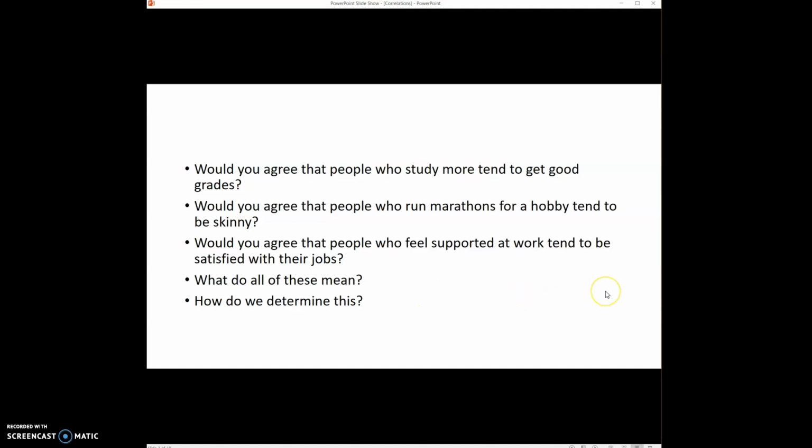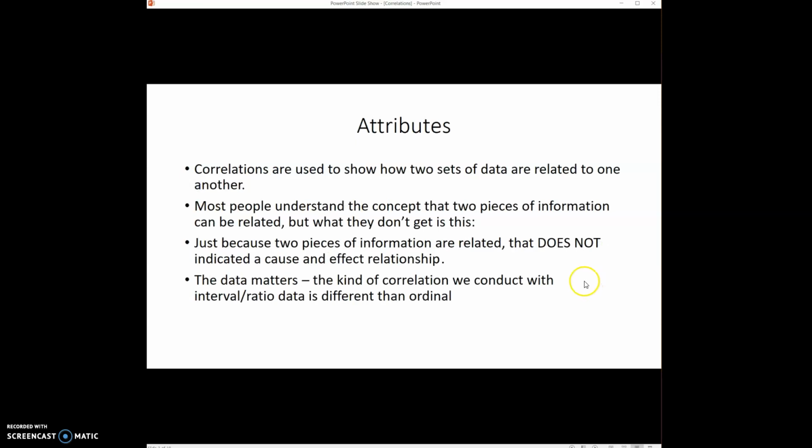So to determine that, we have to be able to measure all these and see how well they are correlated. Correlations are used to show how two sets of data are related to one another. And most people understand that concept, that two pieces of information can be related. What they don't get is this. Just because these two pieces of information are related, that does not indicate a cause and effect relationship. This is the thing that people don't get. Just because I run a marathon, that doesn't mean I'm going to be skinny. There's a relationship between the two things. And once again, the data matters.